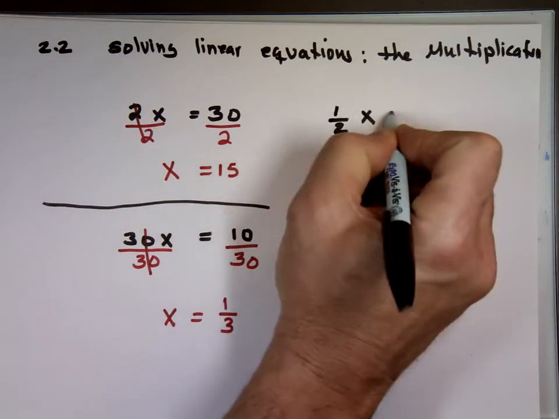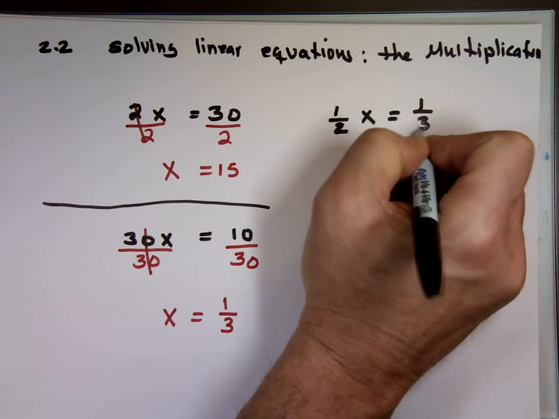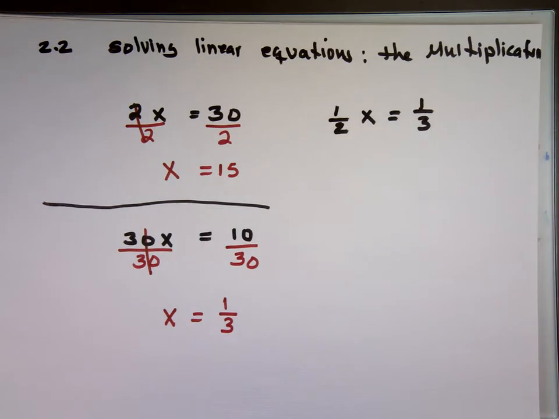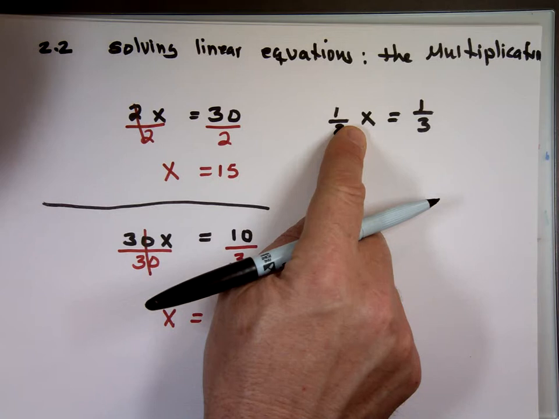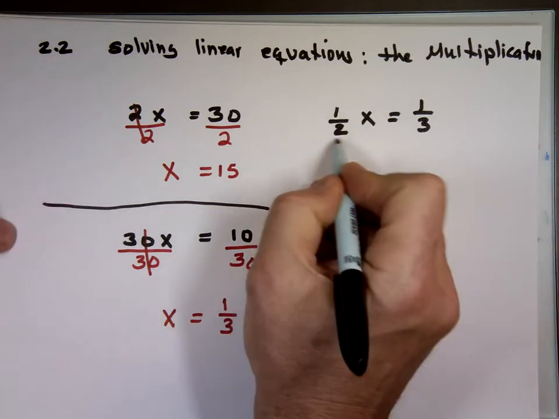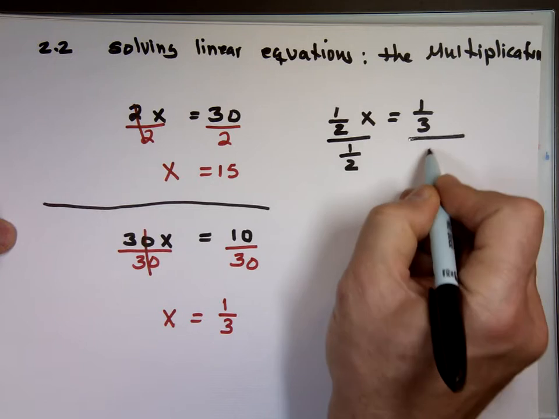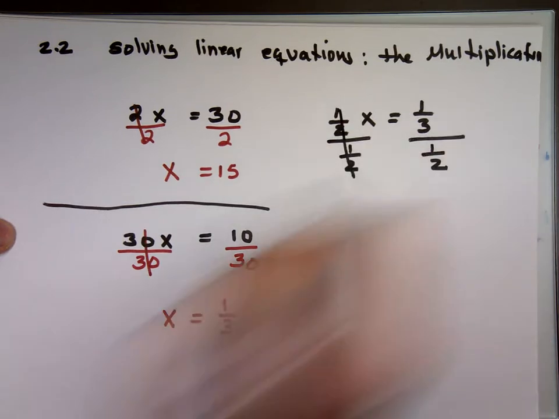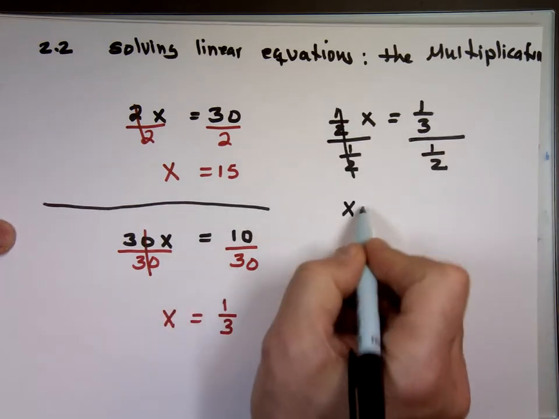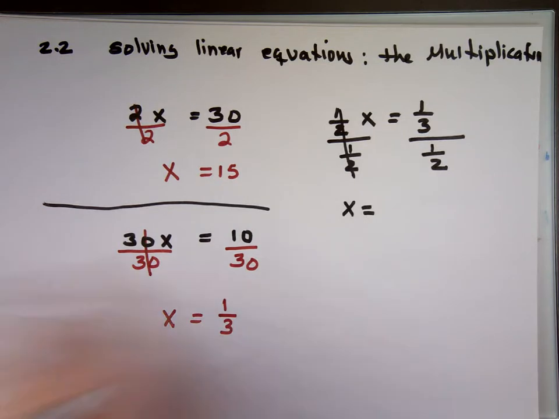1/2 x equals 1/3. That's multiplication too. I need to solve for 1x, so I'm going to divide this side by a half. If I divide this side by a half, I got to divide this side by a half. X equals, and here's the fun. How do we divide a third by a half?